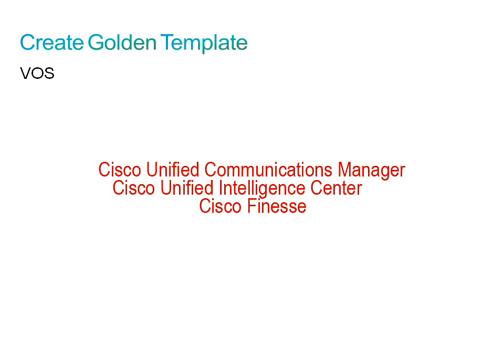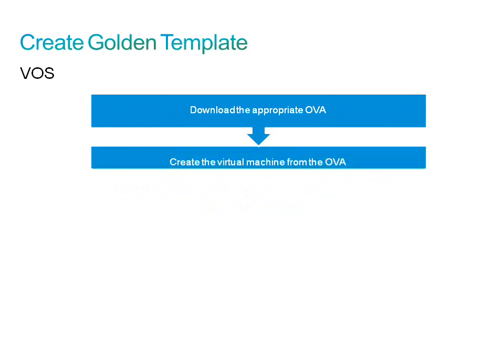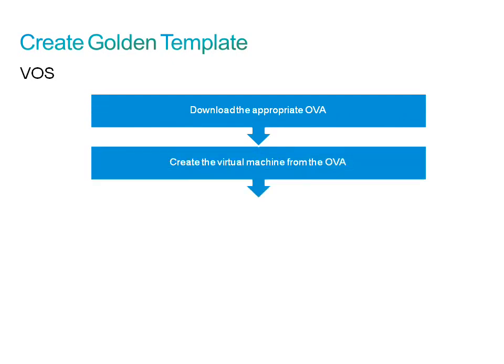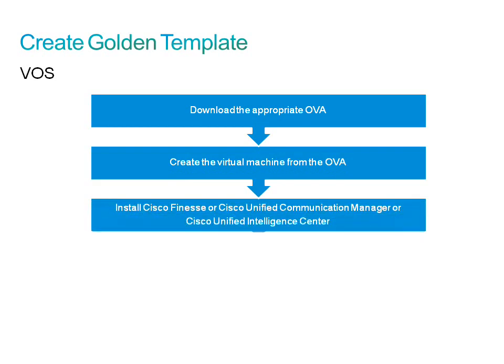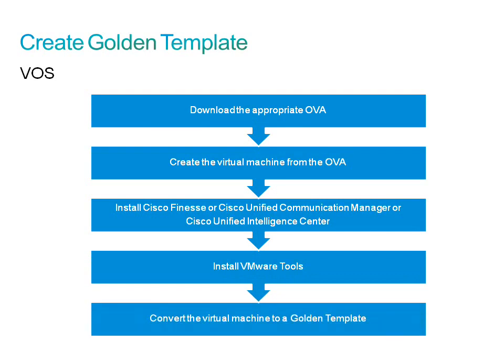The first 2 steps for creating templates for these components are the same as those used to create the previous templates. First, you must download the OVA file and use it to create the virtual machine. Next, depending upon which component you are provisioning, you install either Finesse, Communications Manager, or Intelligence Center, using the Skip Install option. Now install VMware tools and convert the virtual machine to a template.